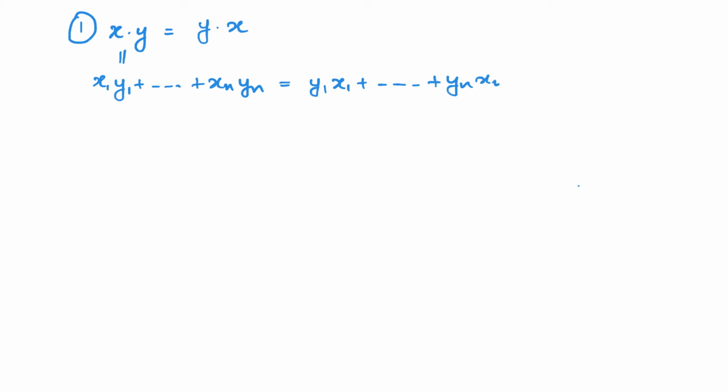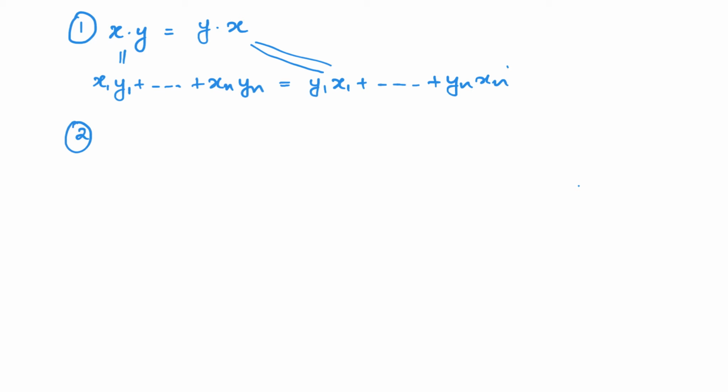The first of these states that x dot y is equal to y dot x. And this is just a simple computation. We know that x dot y is nothing but x1 y1 plus x2 y2 plus etc. up to xn yn. And by commutativity of multiplication, I can write this as y1 x1 plus etc. up to yn xn. And that is equal to y dot x.